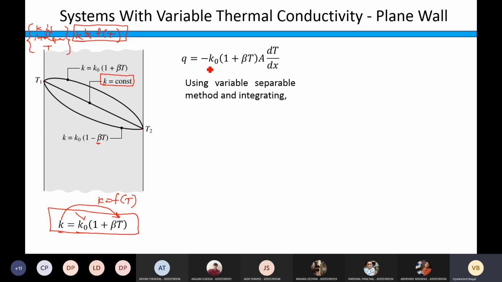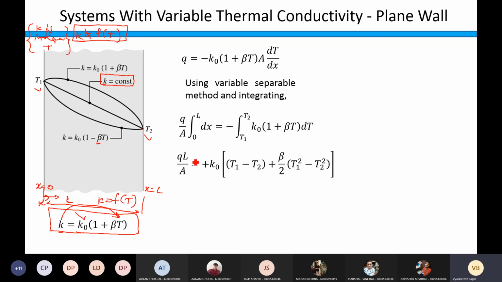Now, I'm going to use the variable separable method. You know how to use the variable separable method, so I did not have to explain it in detail. So Q by A integral 0 to L of dx. This dx is taken on the left hand side, and x is measured in this direction. At this level it is 0, and this is the length or thickness of the slab, so at this location it is L. So the limit is 0 to L dx, and this term will remain as it is into dT, and the temperature limits are T1 to T2.